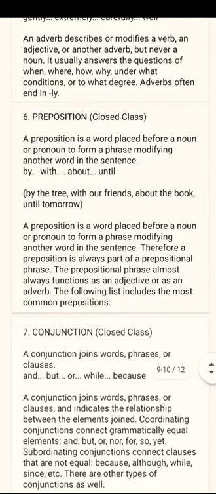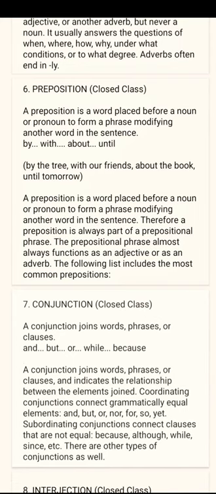Preposition. It's a closed class, limited words. A very brief list of prepositions in the English dictionary. The most famous are with, in, until, on, at, since and for in the tenses. But yes, there are some exceptions. There are certain rules that we will discuss later on. But what is a preposition? A preposition is a word placed before a noun or pronoun to form a phrase modifying another word in the sentence. By the tree, with our friends, under the table, over the table.